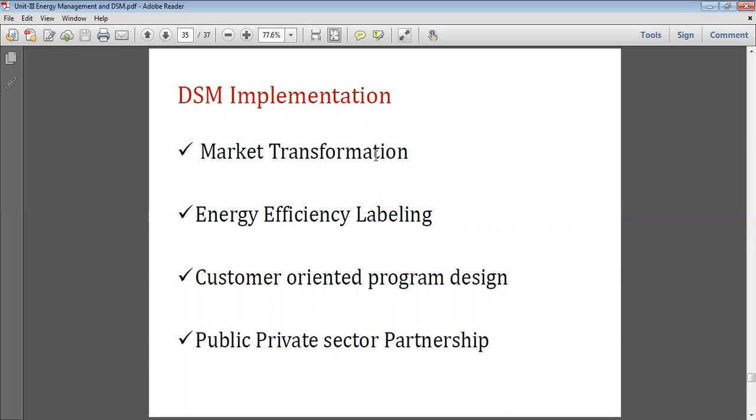If they are going to purchase some machinery from other countries, the import duty should be smaller. Okay, the taxes should be smaller for the energy efficient equipment. So if we are having some proper partnership between the public sector and the private sector, definitely it becomes easy to implement.